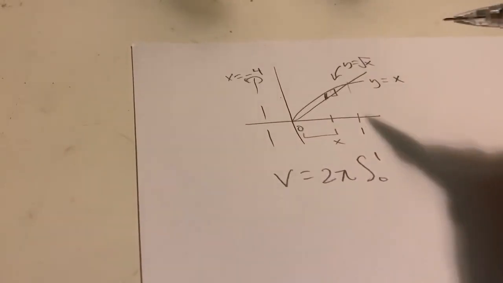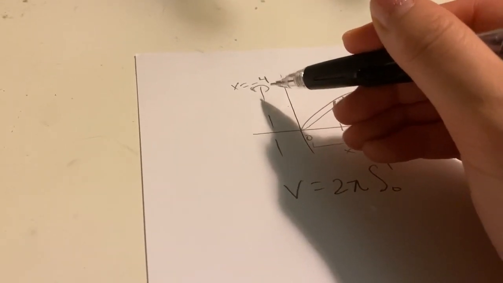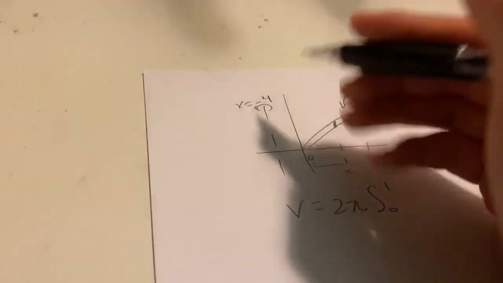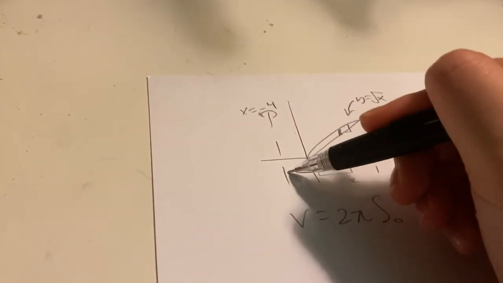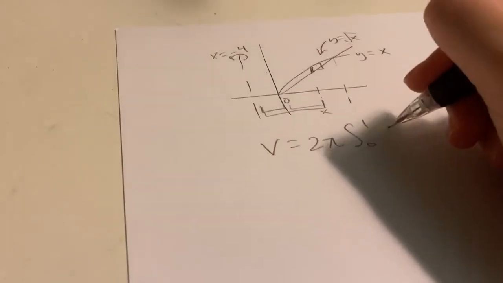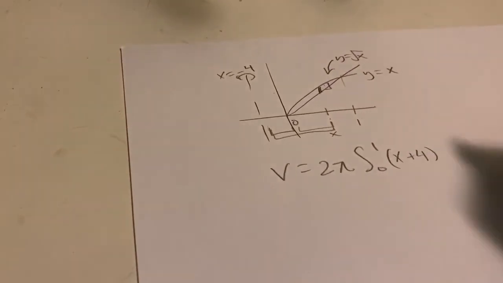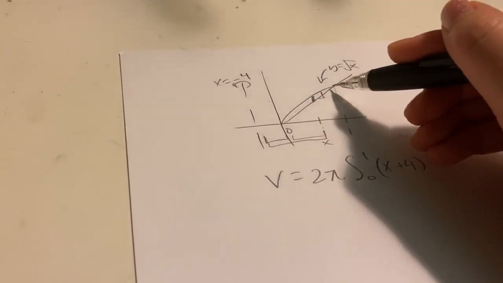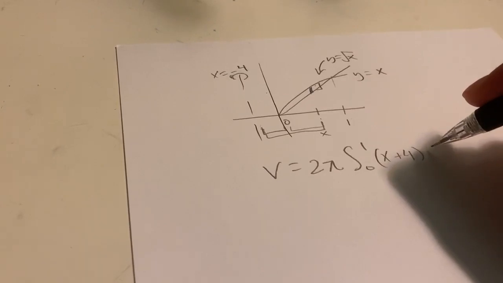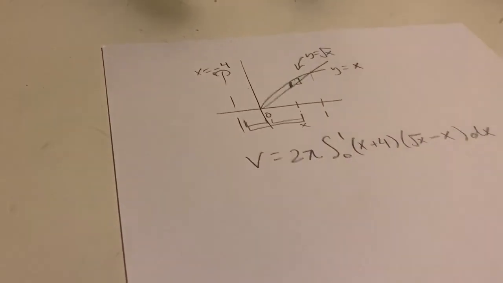Our radius isn't just going to be this, since we're rotating it around x equals -4 now. So we're going to add this 4 that we're missing to make the full radius. So it would be x plus 4 as the radius. And then for the height, we're going to do the area between the two curves, like usual. And that's it.